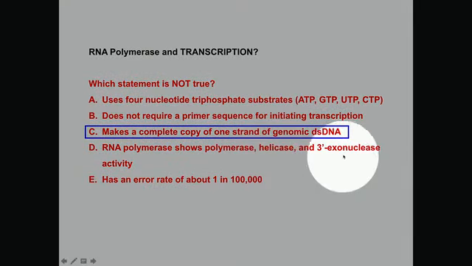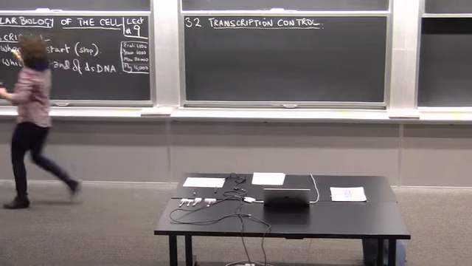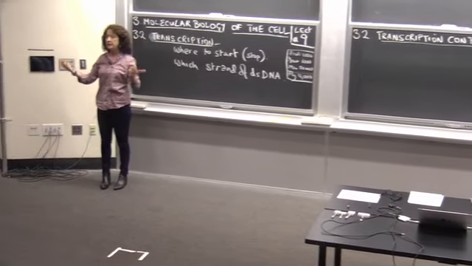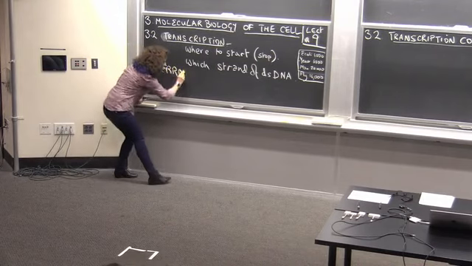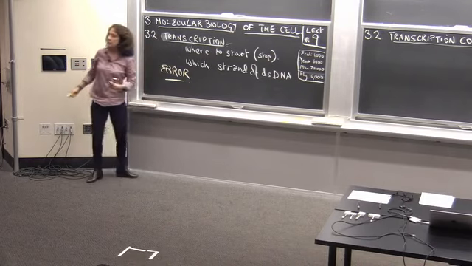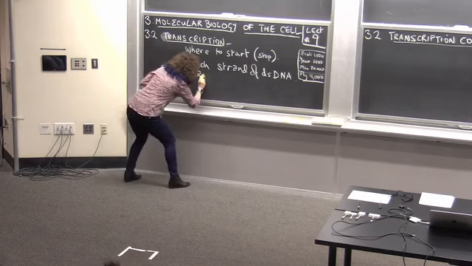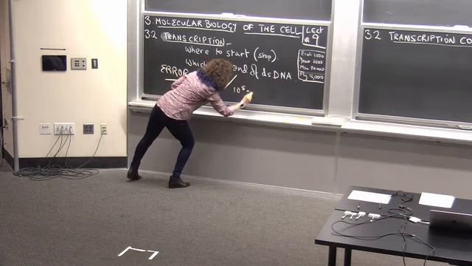And it also has a 3' exonuclease, which means that RNA polymerase is able to do its own proofreading, just like the DNA polymerase. So the error rate is similar to the error rate with the exonuclease activity for DNA. So that's about 1 in 10 to the 5 to 10 to the 6.